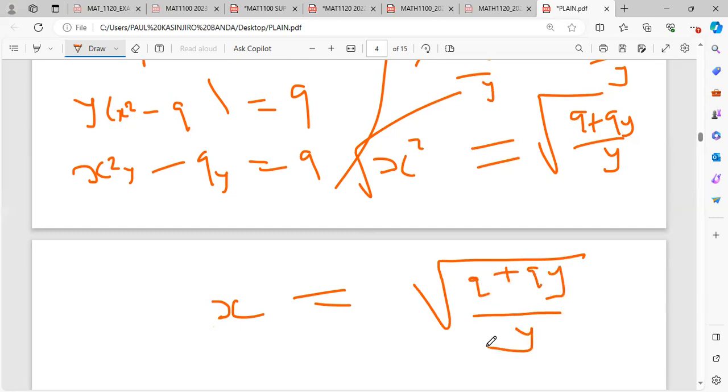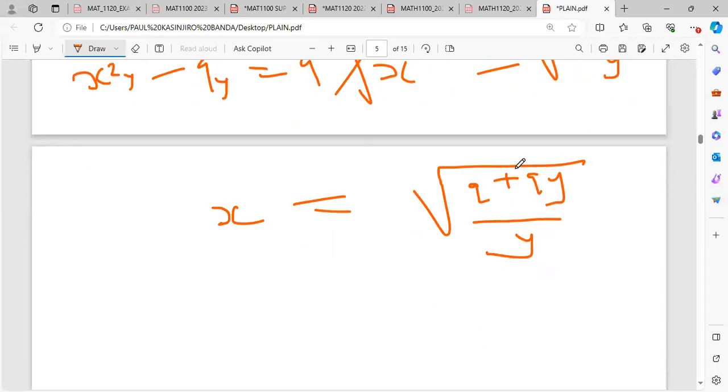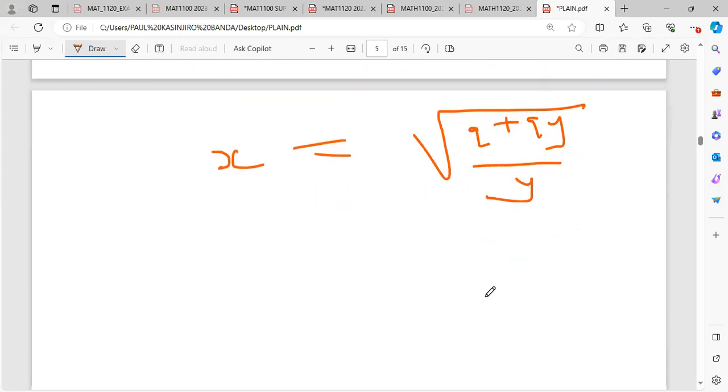So I have my y down there. Now I can find the domain of this inverse function, and the domain of the inverse function is the range of the original function. I hope you get that. So how do I get the domain for this? I just equate whatever I have there.